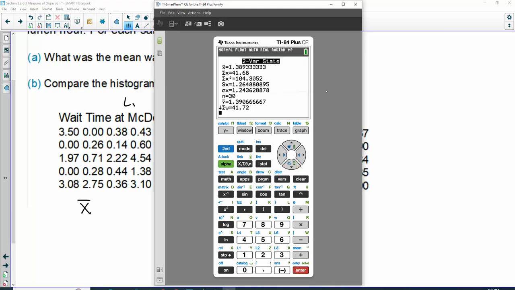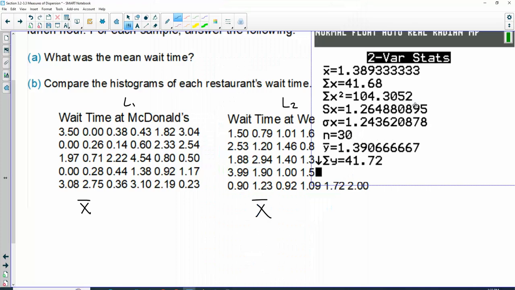Alright, so the X bar is the mean of my first list, because I put these in my L1. So I get 1.3893. The mean of my second is the Y bar, because I had my Y set to the second list. So that's 1.3907.